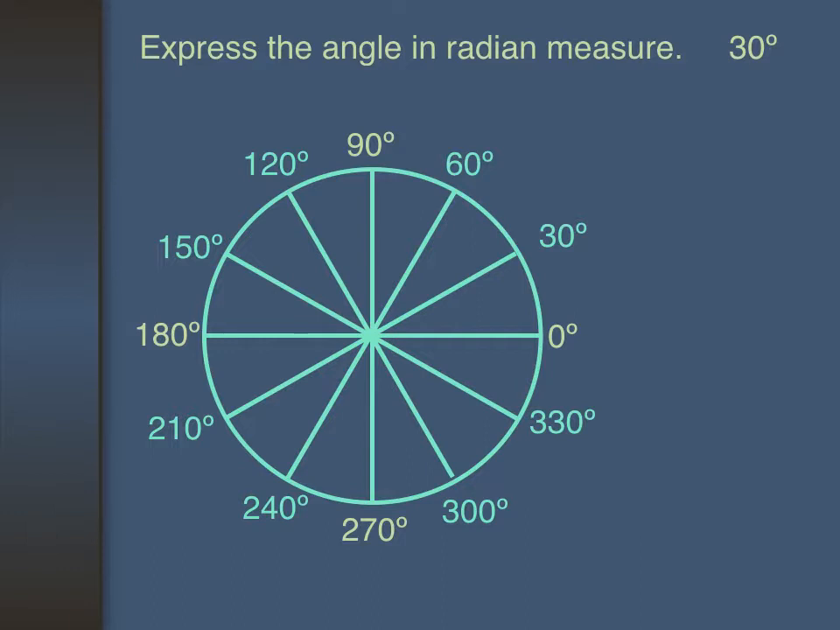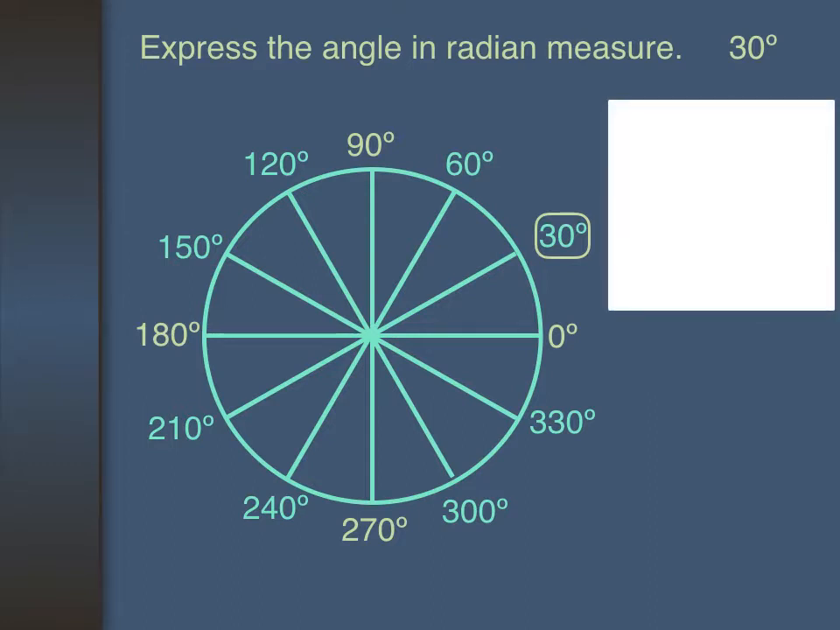So one thing I could do is visualize this circle. I could visualize that 30 degrees is 1/6 of the way to pi, so I know that 30 degrees is going to be pi over 6. There's also a computational way to arrive at this answer using dimensional analysis.